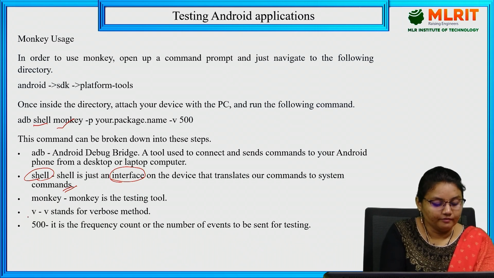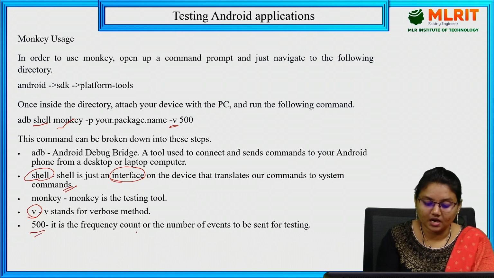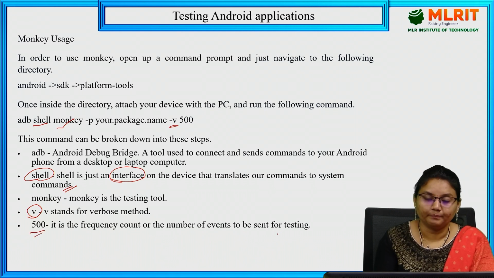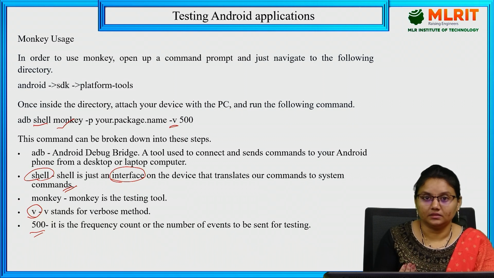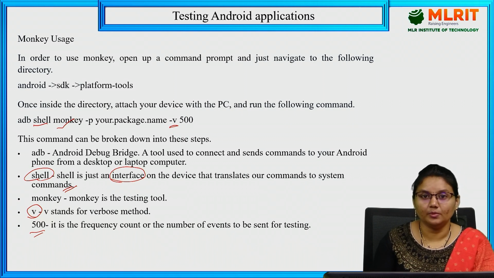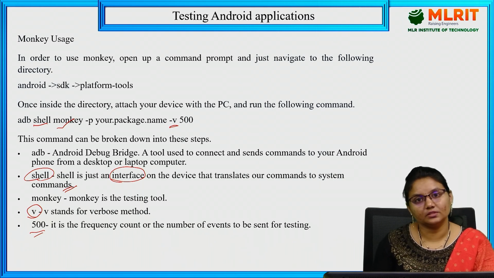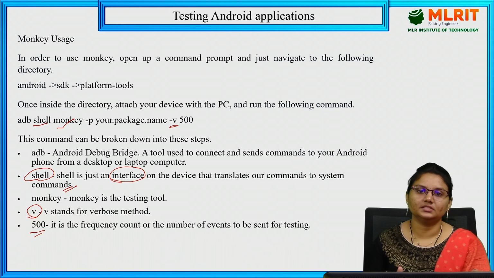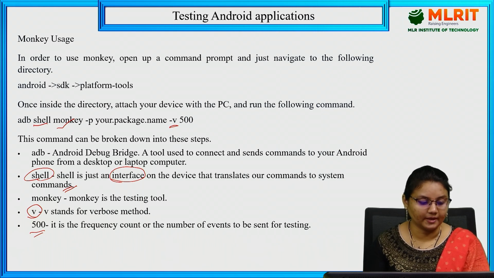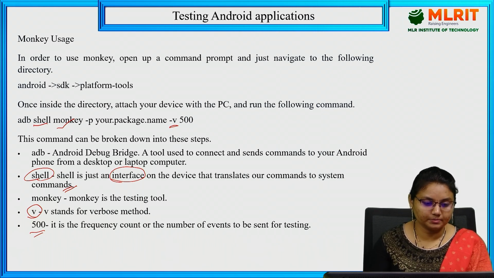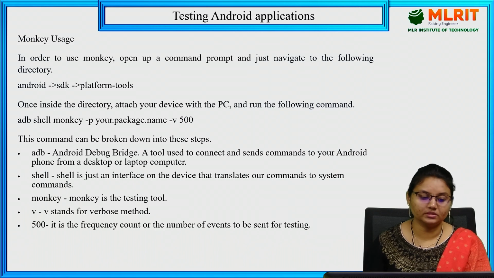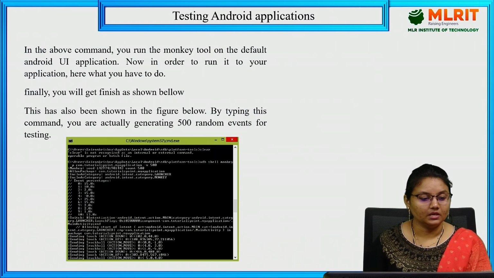Then -v stands for verbose. So v here stands for verbose, and 500 is the frequency count of the number of events to be sent for testing. So how many times can an event be used? What is the type of event you are using? If you are using it multiple times, how many maximum times can you use it, that is 500. That is the frequency you are setting using this command. So following is a command which has been broken down and we have seen its usage. This is how a monkey command can be sent.